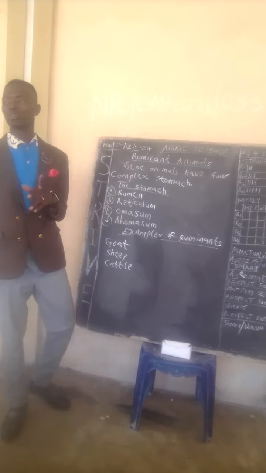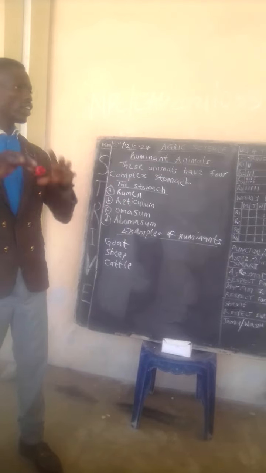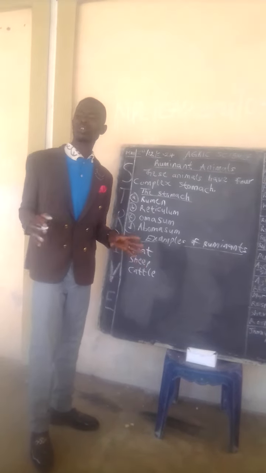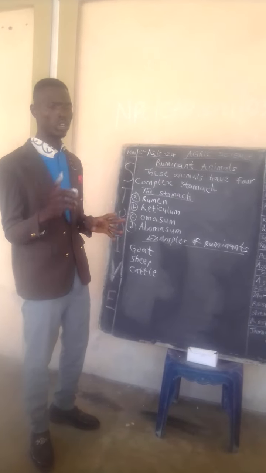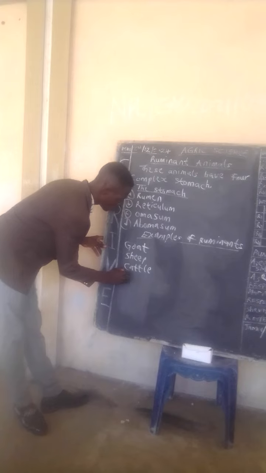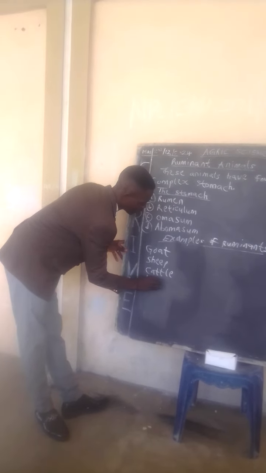Do not say cow. Cattle is the general name for both cow and bull. When you are talking of cow, you are talking of the female cattle alone. So you say cattle. Say it. Cattle. We have horse.